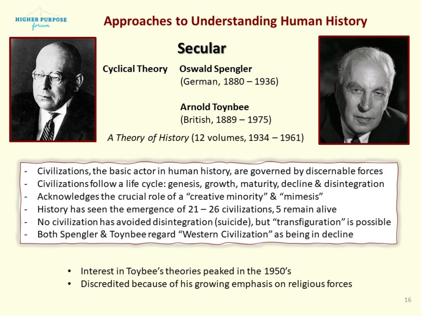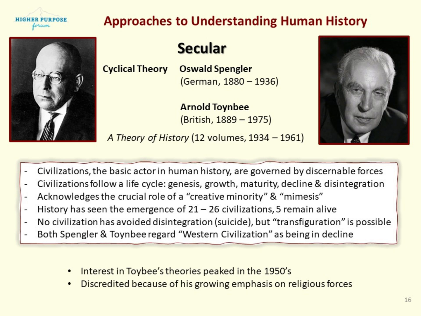Civilizations follow a life cycle: genesis, growth, maturity, decline, and disintegration. And he acknowledges the crucial role, in each of these societies that gets beyond genesis and goes into growth, of a creative, entrepreneurial minority, and the importance of mimesis, which is that the broader population begins to imitate and benefit from the excellence of this creative minority. That's the way that a civilization goes from genesis into growth and then maturity.